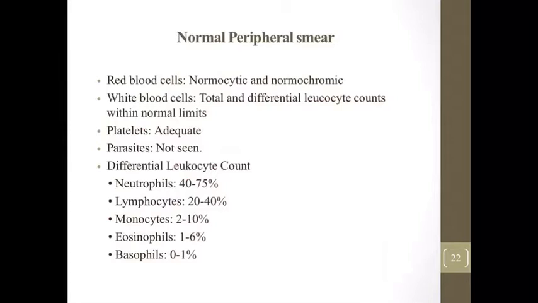The range for the differential count is: neutrophil 40 to 75%, lymphocyte 20 to 40%, monocyte 2 to 10%, eosinophil 1 to 6% and basophil 0 to 6%. So this is about the normal peripheral smear. And after seeing all this, we have to write the conclusion of the peripheral smear.